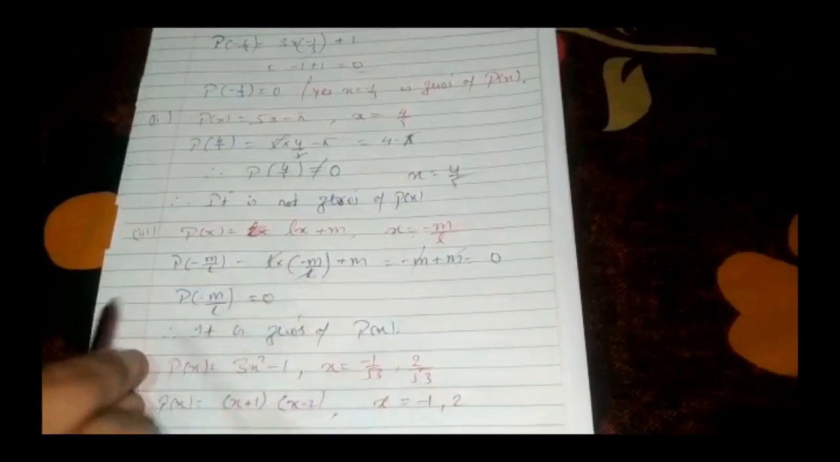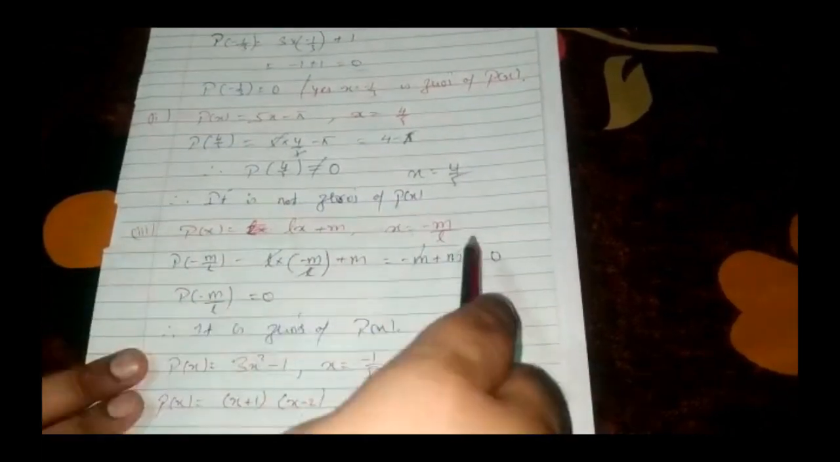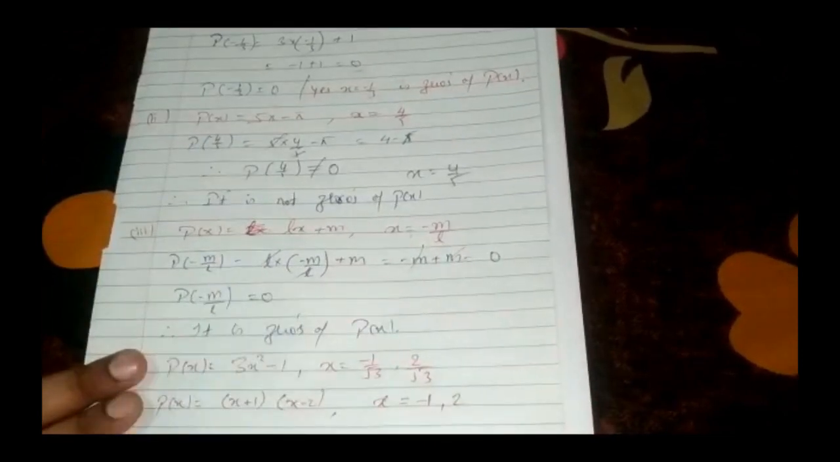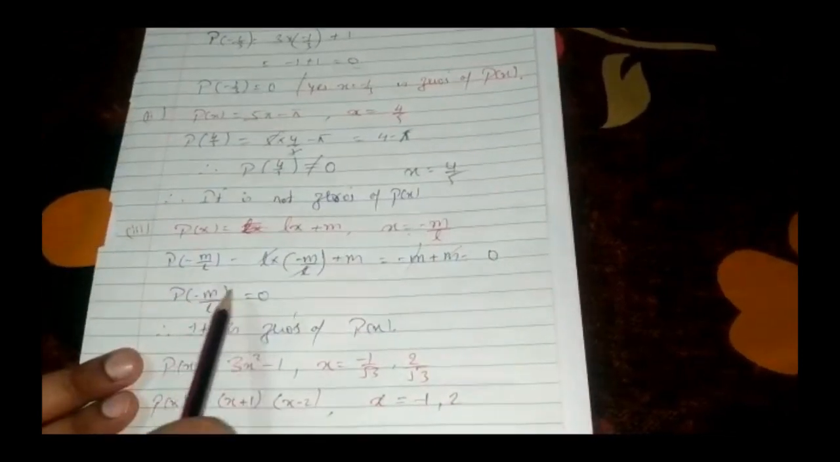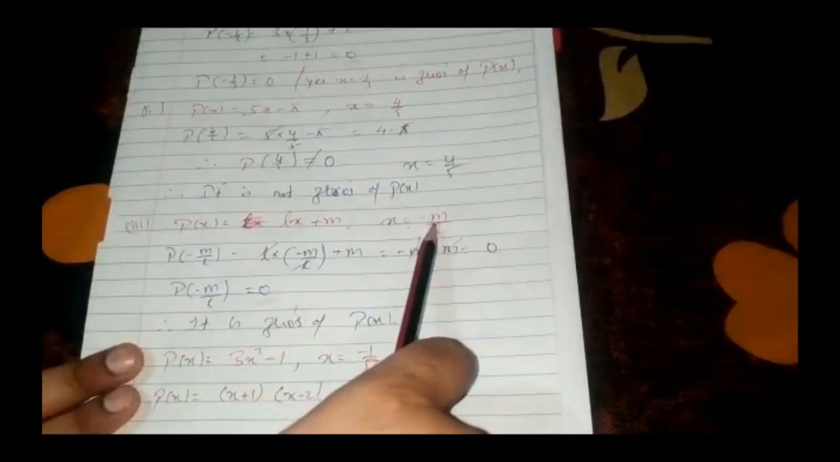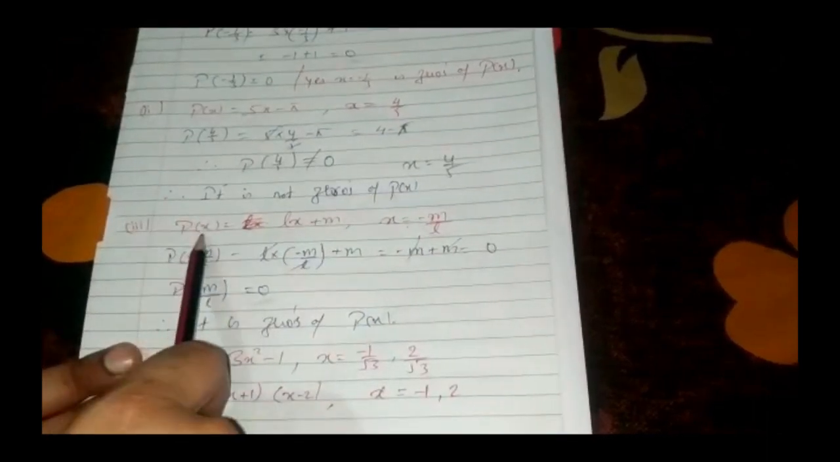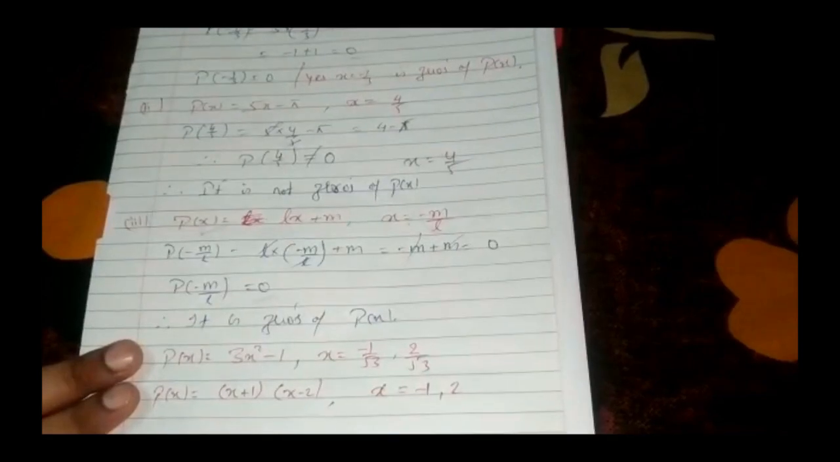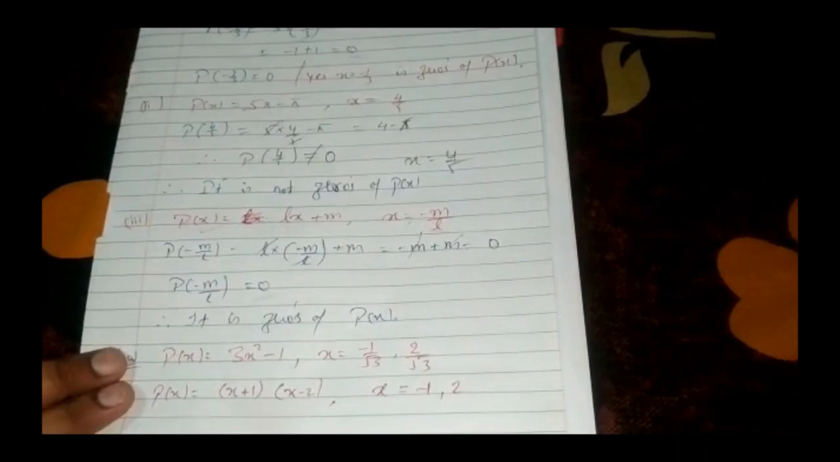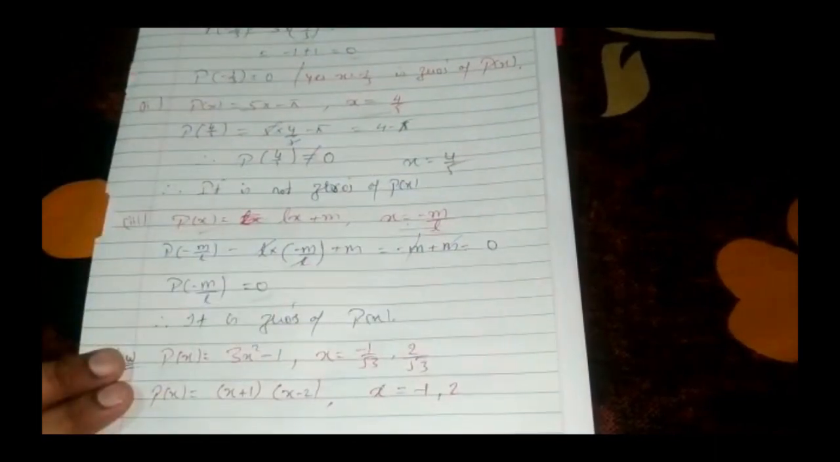So here l and l cancel. What we get? -m + m. -m + m cancels, and it becomes 0. So p(-m/l) is equal to 0. So we can say that yes, x = -m/l is the zero of that particular polynomial p(x) = lx + m. So here is the process through which we can check whether the value of x given against that particular polynomial is a zero of that polynomial or not.